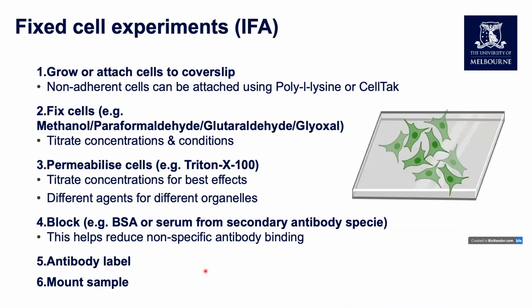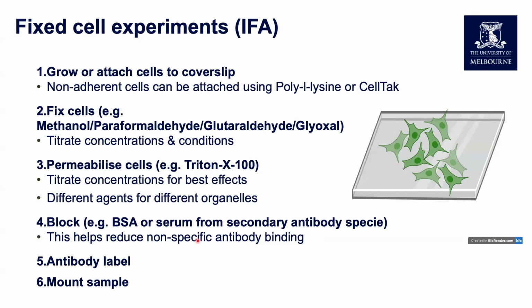Okay, so I mentioned why we would be fixing our samples, and that might be to do an IFA or immunofluorescence assay. We covered the two types previously in the last talk, so direct and indirect. The direct has a primary antibody conjugated with a fluorophore. Indirect, you need a primary and a secondary, which is then conjugated with the fluorophore.